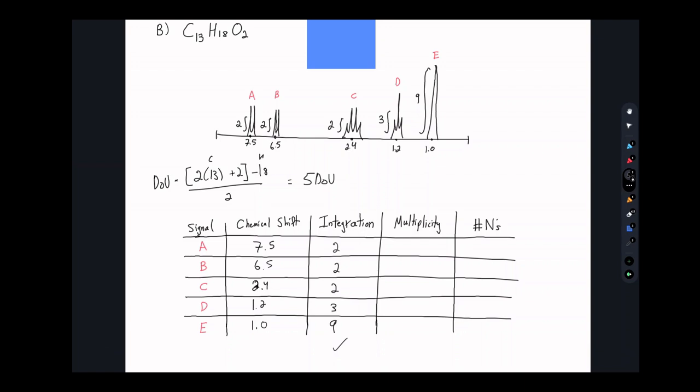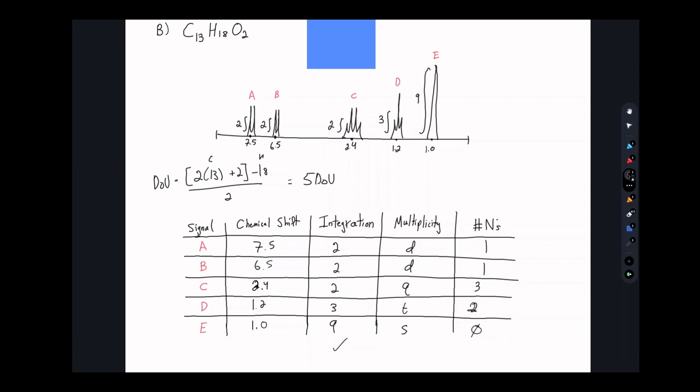Multiplicities, we see 2 different doublets. Notice that they're at pretty high chemical shift values. That's consistent with being connected to a benzene. And we see more than 4 DOU. So benzene is very likely in this molecule. Right? There's going to be 1 neighbor each. Then we have a quartet, a triplet, and a singlet with 3, 2, and 1 neighbor respectively, or 0 neighbors.